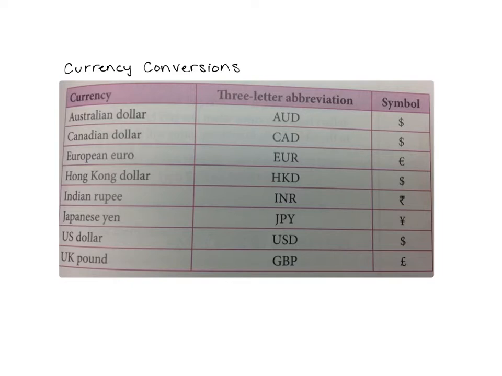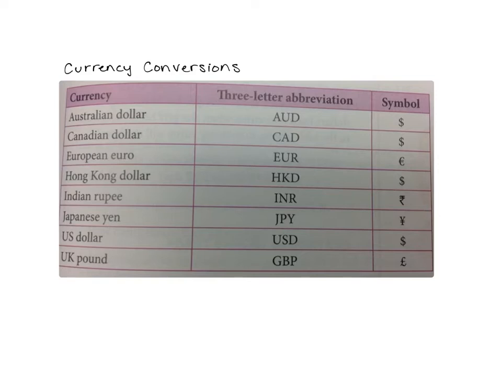So this is a table that I have right here of a lot of the different currencies that you might see. There's more out there than just those, but these are some of the ones just to give you an idea of what they might be called. So there's Australian dollars, Canadian dollars, European euros, etc. So we have all of those listed.